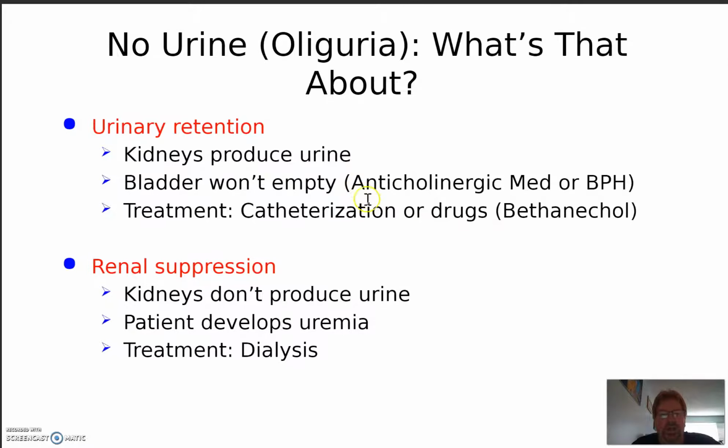Okay, what about if you're not putting out any urine? Scanty urine: kidneys produce urine, but the bladder won't empty from anticholinergic drugs or benign prostatic hyperplasia, a common disease. Treatment is catheterization or drugs. Renal suppression: kidneys don't produce urine. The patient develops uremia from the buildup of nitrogenous waste. Then they have to be put on dialysis.